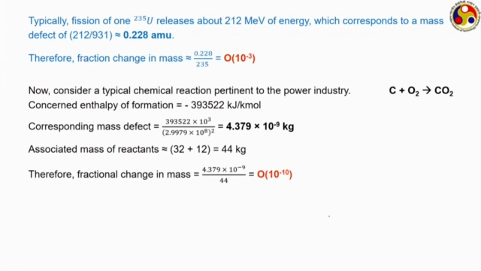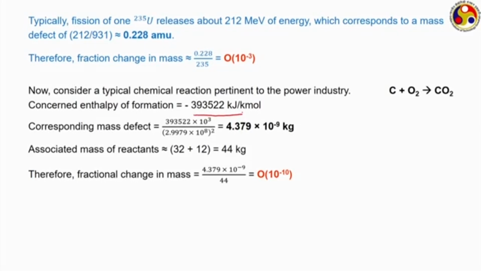Now, we compare this with a conventional chemical reaction. Carbon is getting oxidized and resulting in CO2 or carbon dioxide. The concerned enthalpy of formation value is shown here. This enthalpy of formation, probably you have heard this term in thermodynamics. This is associated with the amount of energy released, or the amount of chemical energy that gets converted to thermal energy because of the combustion reaction of 1 kilomole of reactants. That is, the combined number of moles of carbon and oxygen together has to be 1 kilomole, then we are going to get this amount of energy release.